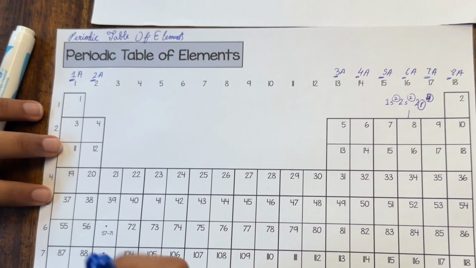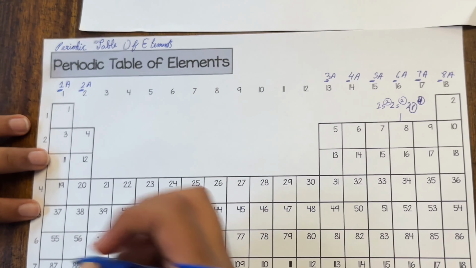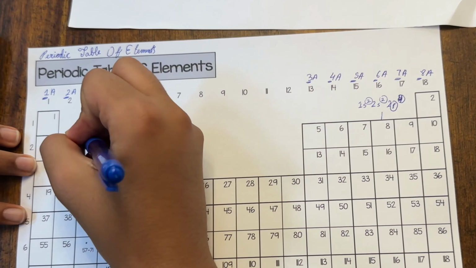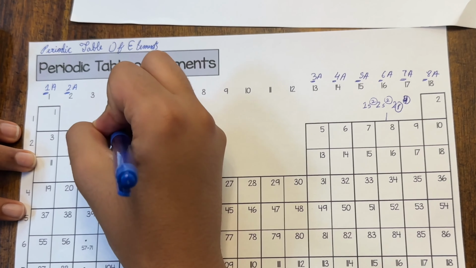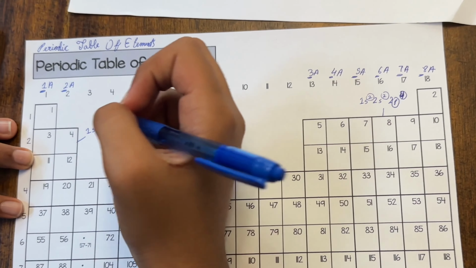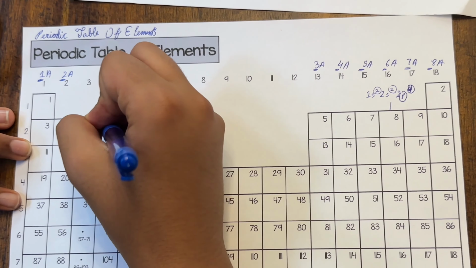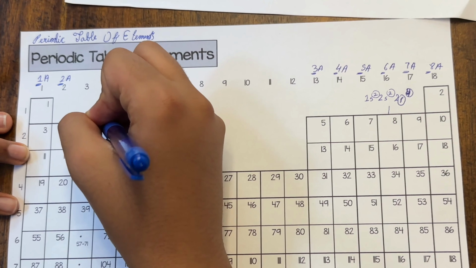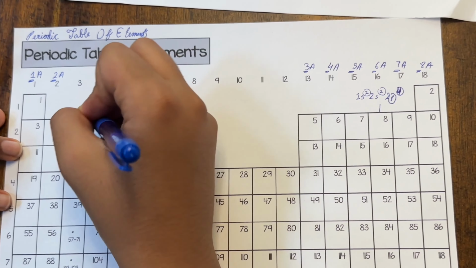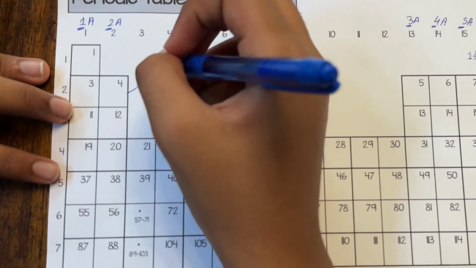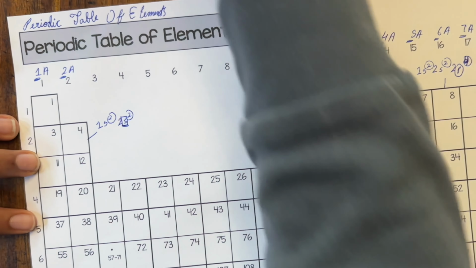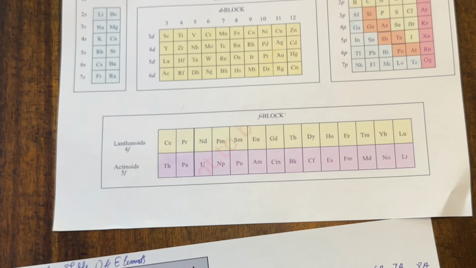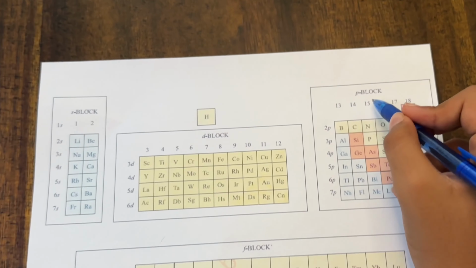I'll show one more example, and we're going to be using magnesium for it. 1s squared, so that's 2 electrons, and then 2s squared, 2 more electrons, and so on, and you can see it is located in the S subshell. Because the last one is located in the S subshell, we find it in the S block. For oxygen, the last one is located in the P subshell, so we find it in the P block.